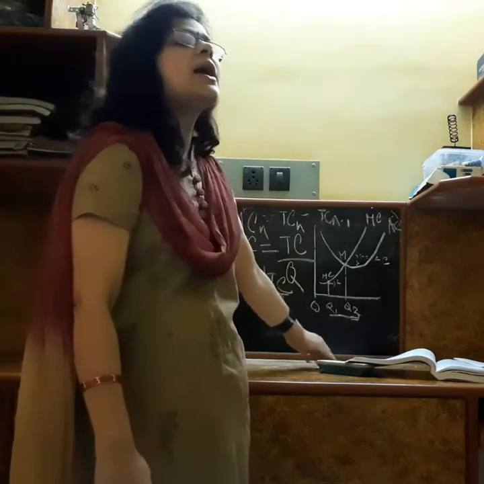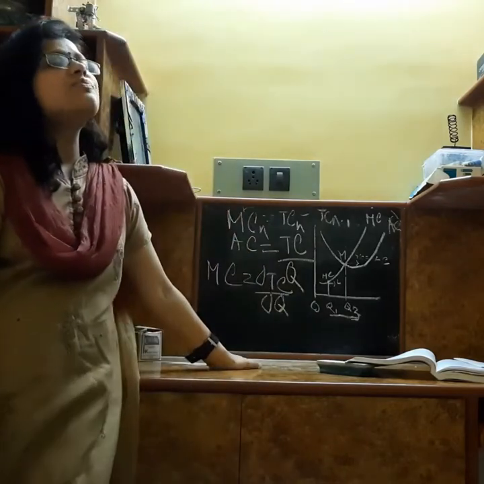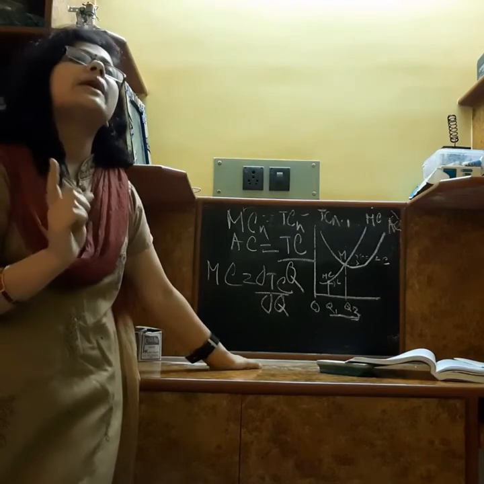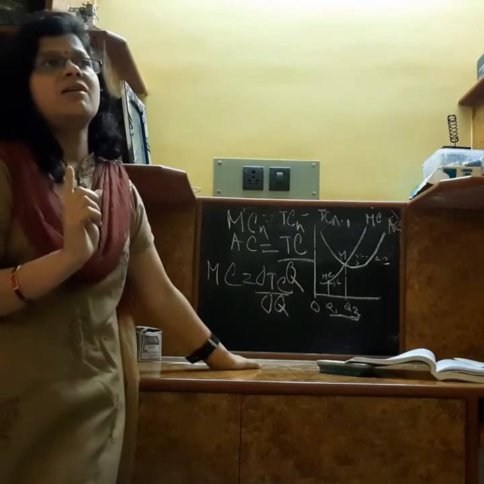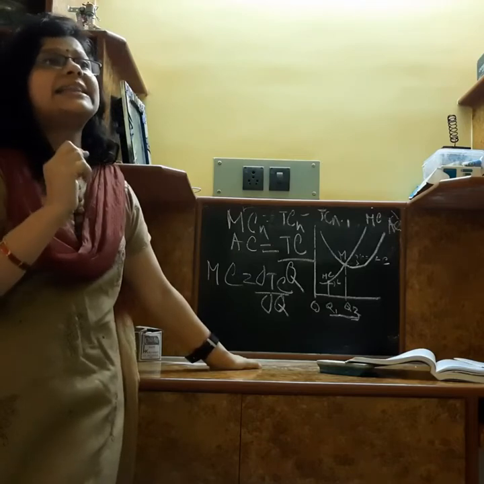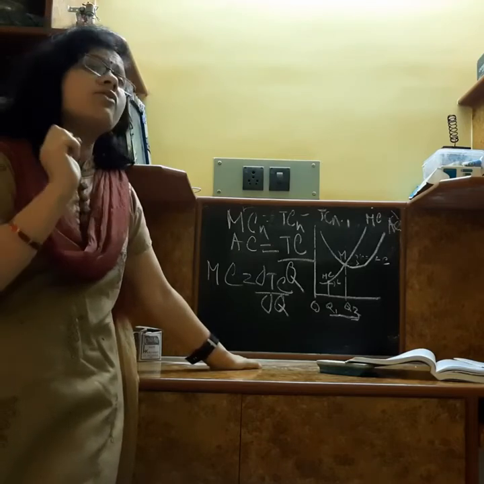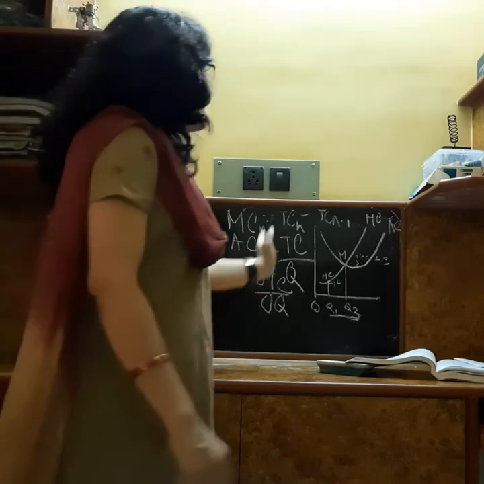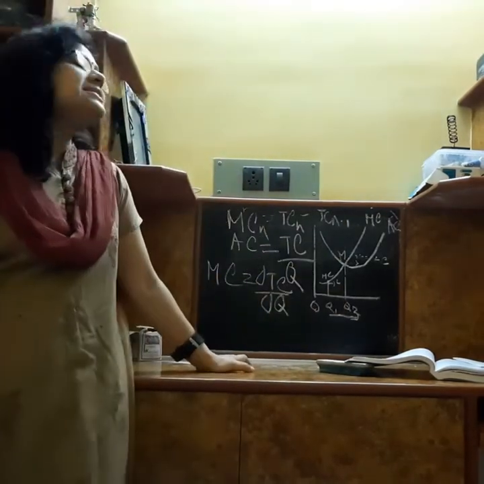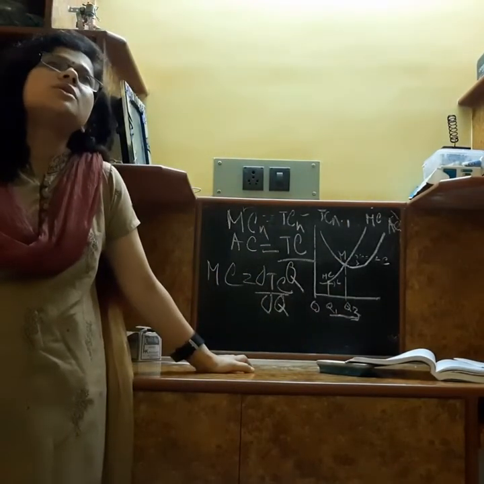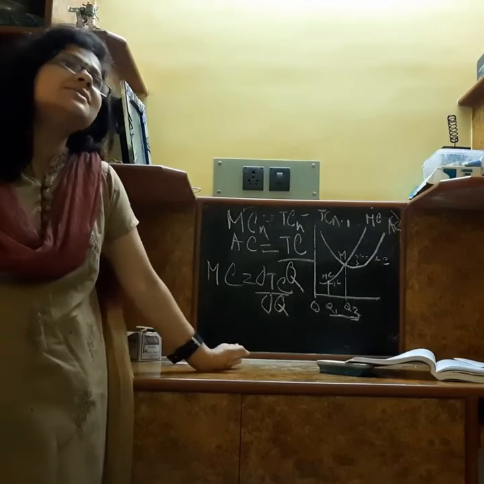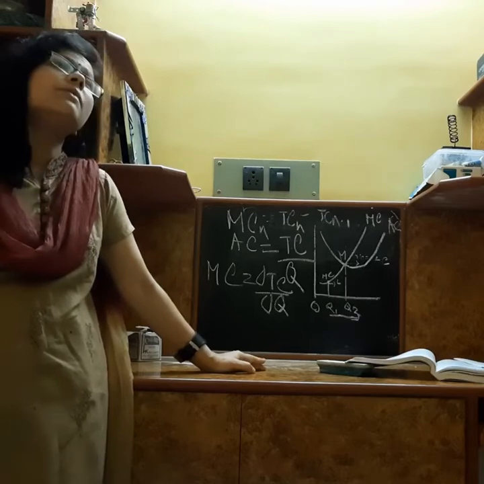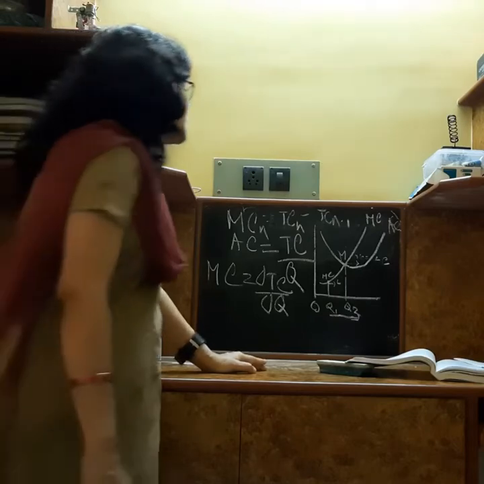Next, what I have said, the point A. At this point A, what is happening? AC is equal to MC. Why? Because the MC curve coincides with AC at this point. So the value of AC is exactly equal to MC. Beyond this point, AC starts rising. And in this portion also MC is rising. Again the same thing: the value of MC is greater than AC and it lies above AC. Okay, understood?